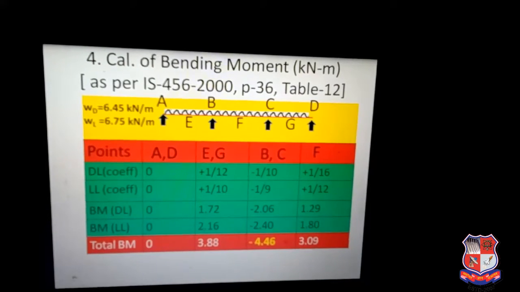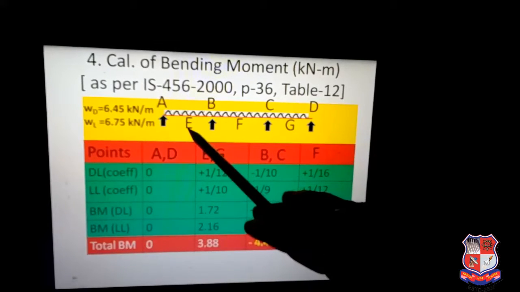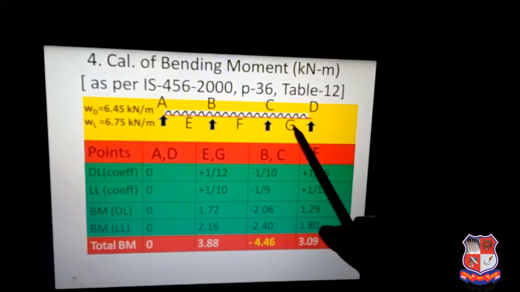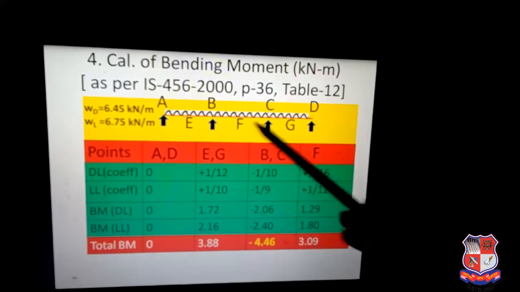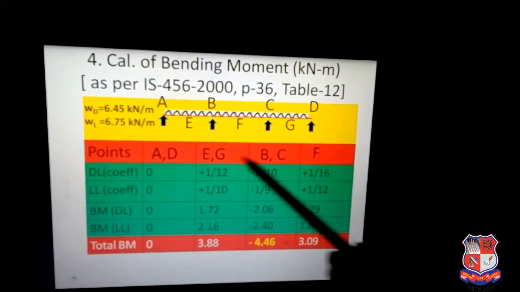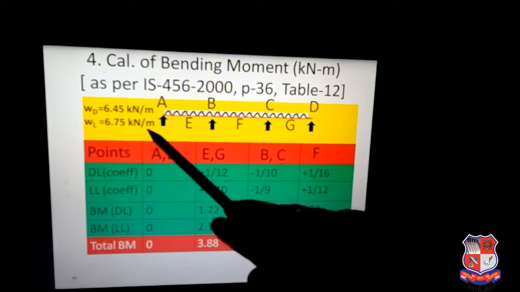So this step, the calculation of bending moment in kilonewton meter, is quite important, as per IS 456-2000, page 36, table 12. If we draw a sketch like this, of a continuous slab with 1 meter width, it is similar to a continuous beam. So it has supports A, B, C, D, and the midpoint of each span E, F, and G. So that is end span, intermediate span, and again end span. For this, a UDL is applied throughout the span. The load is 6.45 kN per meter for dead load, and 6.75 kN per meter for live load.